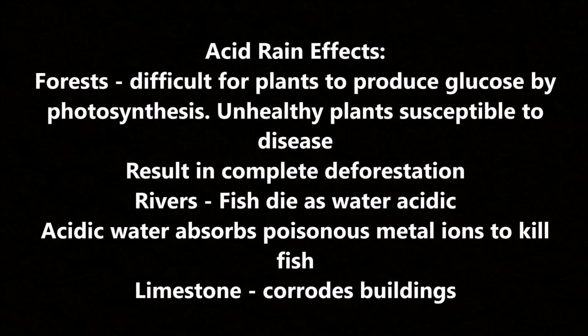Acid rain effects: in a forest, it will be difficult for plants to produce glucose by photosynthesis. An unhealthy plant will be susceptible to disease, and this could result in complete deforestation. In rivers, fish will die as the water is acidic, and acidic water absorbs poisonous metal ions that kill the fish. It will also corrode limestone buildings.